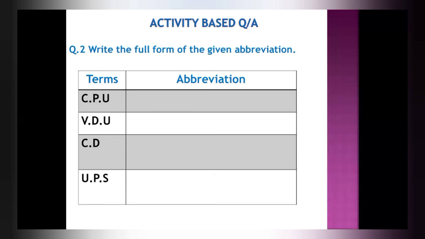CPU stands for Central Processing Unit. Number 2 is VDU. What is the full form of VDU? Visual Display Unit. Number 3 is CD. What is the full form of CD? The full form of CD is compact disc. And last is UPS. So what is the full form of UPS? The full form of UPS is uninterrupted power supply.